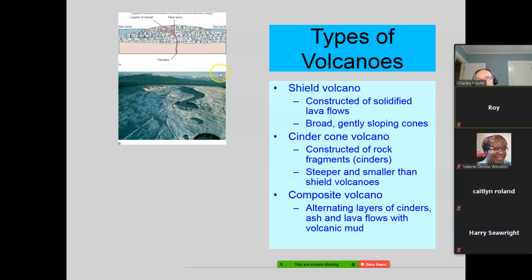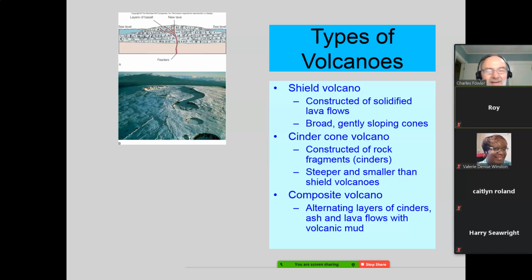But that's the shield volcano. Now the one they don't have a picture of in the slide set, but they do have one in your book, and it's a really neat picture. On page 496, or your page 1916, is Sunset Crater, a cinder cone volcano near Flagstaff, Arizona.